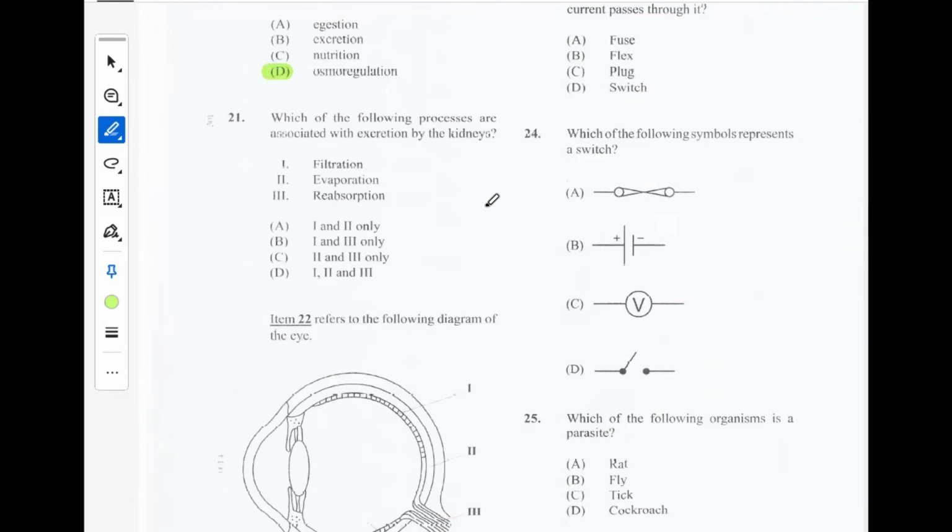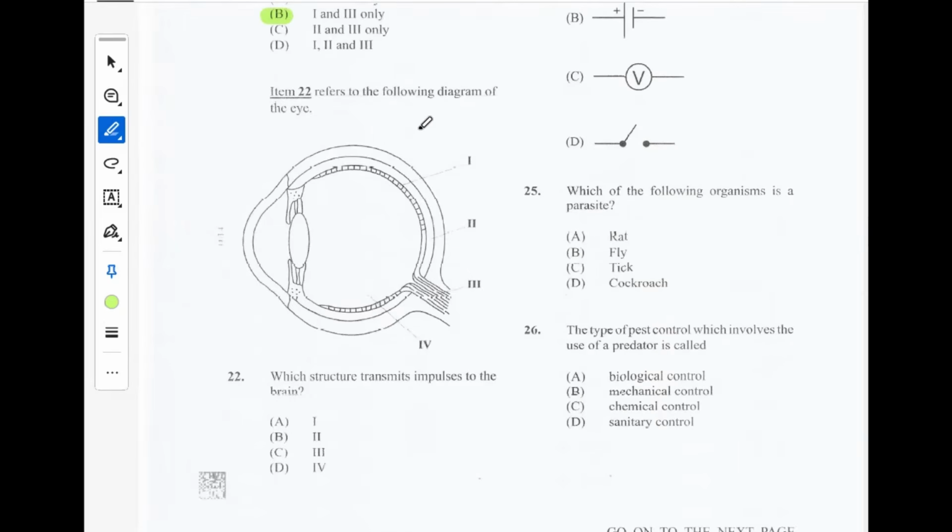21. Which of the following processes are associated with excretion by the kidneys? Filtration, evaporation, reabsorption. So we do have 1 and 3. We are looking for that. So 21, the answer is B.